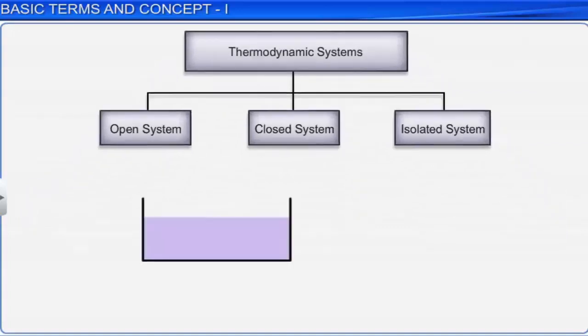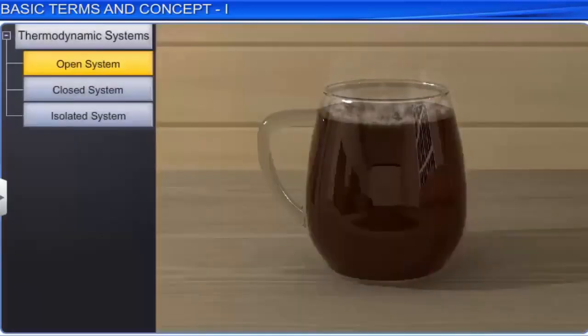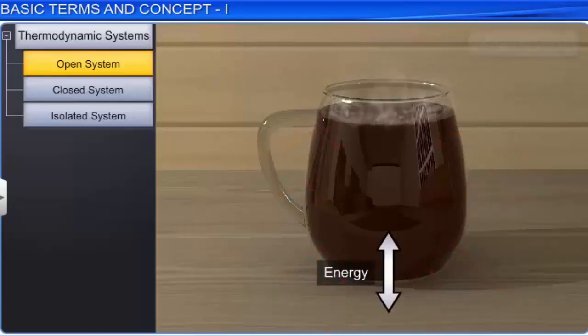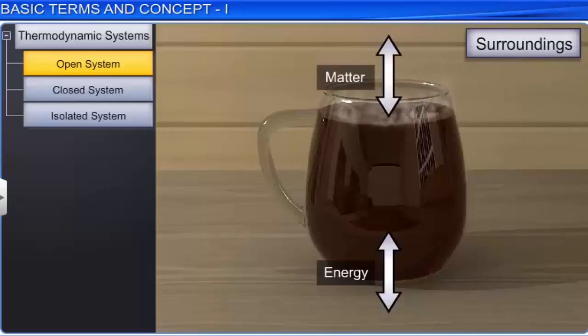A system is said to be open if it can exchange both energy and matter with its surroundings. For example, tea becomes cold when left open for some time in a container as a result of exchange of energy with the surroundings. At the same time, some amount of tea escapes from the cup as vapor. This is because of exchange of matter with the surroundings. Hence, this is an example of an open thermodynamic system.